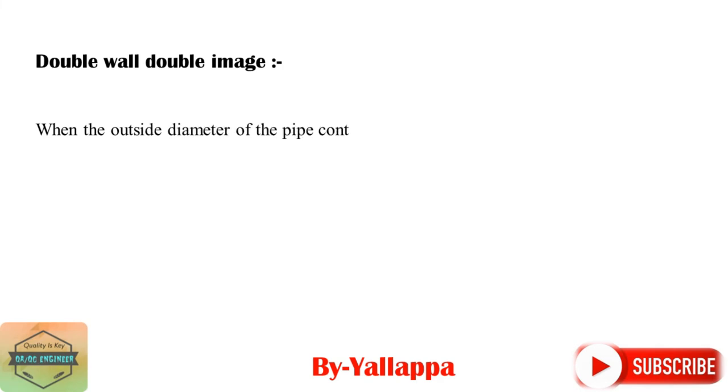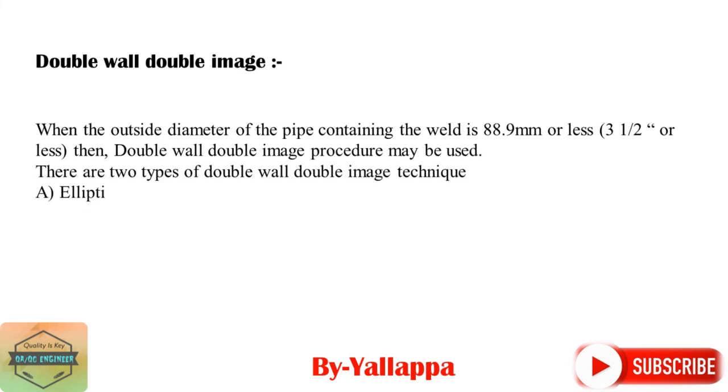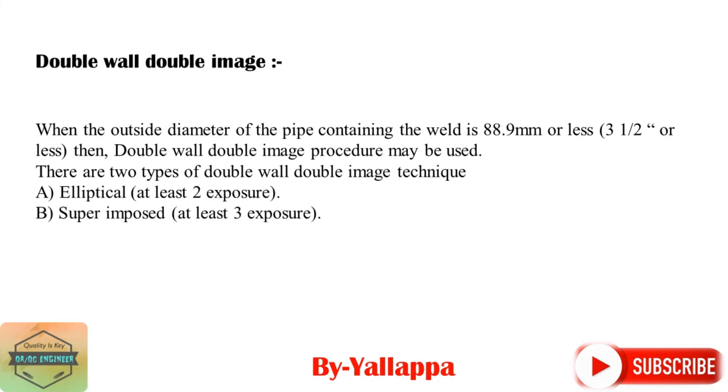Double wall double image. When the outside diameter of the pipe containing the weld is 88.9 mm (3.5 inch) or less, then the double wall double image procedure may be used. There are two types of double wall double image technique: A. Elliptical, at least 2 exposures. B. Superimposed, at least 3 exposures.